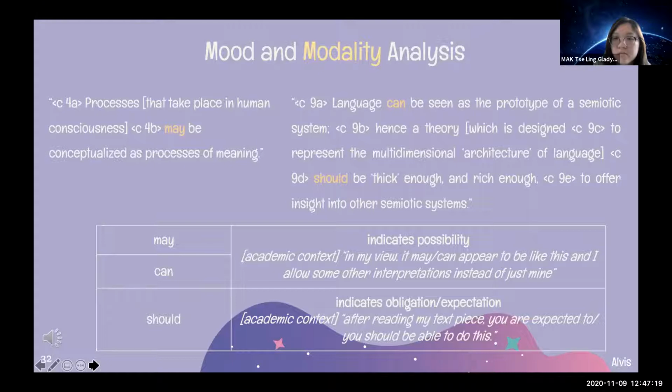As they are in academic context, the writer allows readers or scholars to have more than just one interpretation of his theory. The modal should, which signals obligation or expectation, is also used in clause 9. The writer expects the readers to accept his theory as a thick and rich one to give insights into other semiotic systems after reading his text.